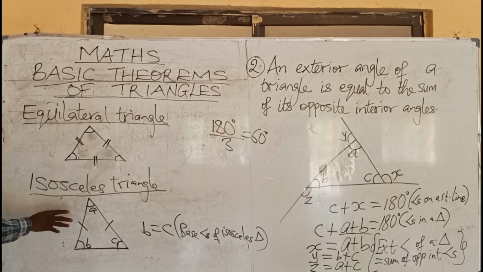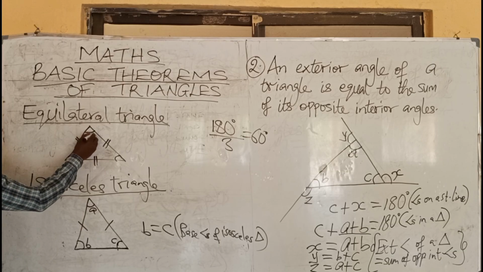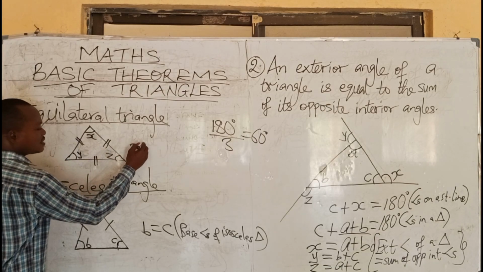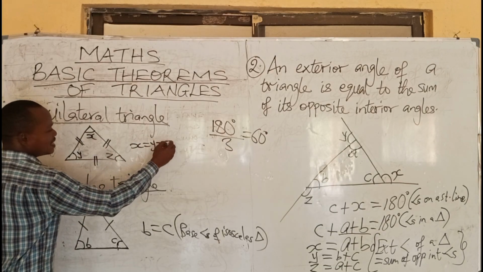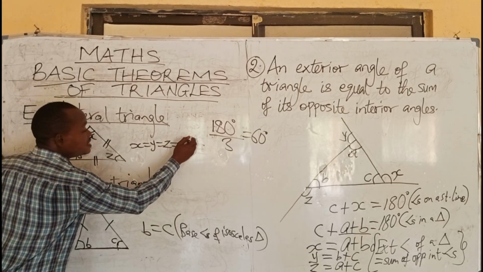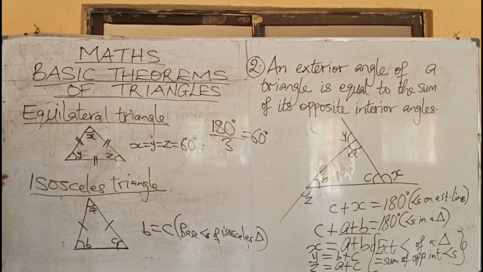So this is how to identify an equilateral triangle and an isosceles triangle. Like I said, in an equilateral triangle, all three angles will be equal. What that means is that if these are the three angles, x is equal to y and equal to z, and in this case, for an equilateral triangle, the answer is always 60 degrees. It does not change. But for the isosceles triangle, it can change depending on what we have here. Okay, so these are the theorems on triangles.